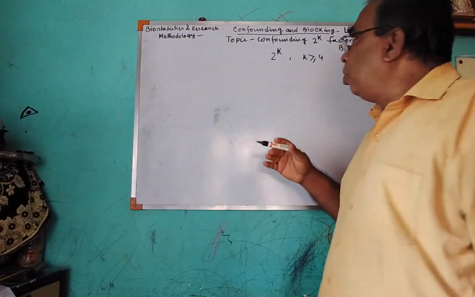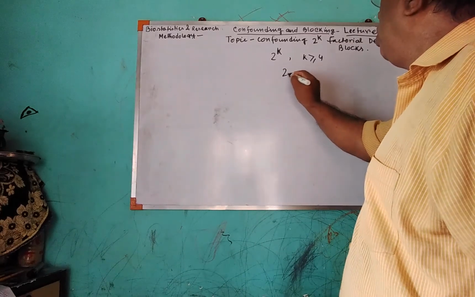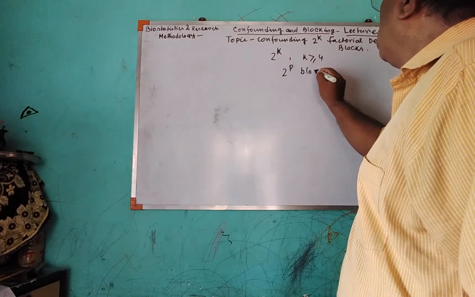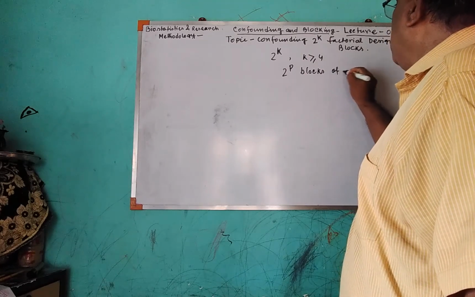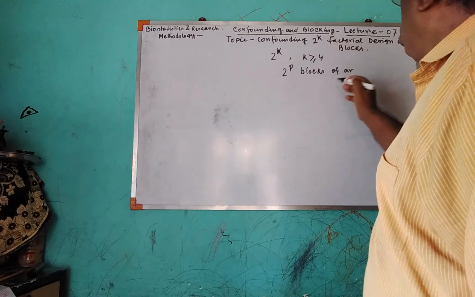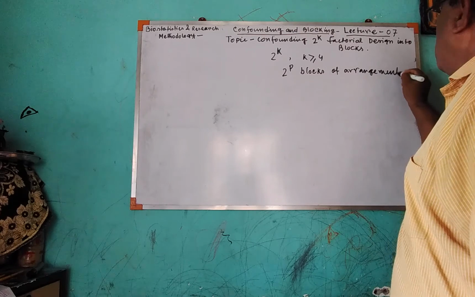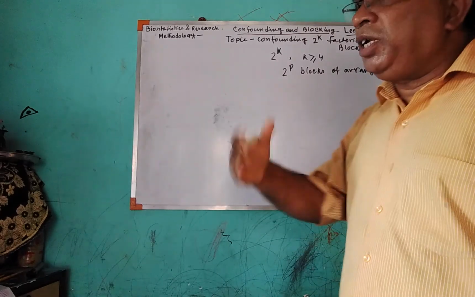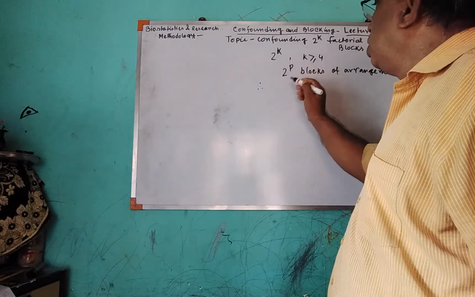Okay, so suppose I want to find the treatment combinations in 2 to the power p blocks, the arrangement into 2 to the power p blocks. So that means the number of treatment combinations per block. Therefore we can say how many blocks? 2 to the power p blocks.